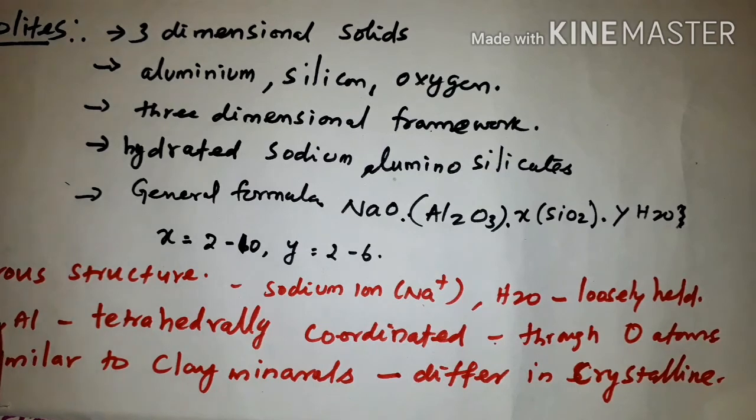Okay, so they have a porous structure in which sodium ions and water molecules are loosely held. Silicon and aluminum atoms are tetrahedrally coordinated through oxygen atoms. These zeolites are similar to clay minerals, with the only difference being the crystalline structure.